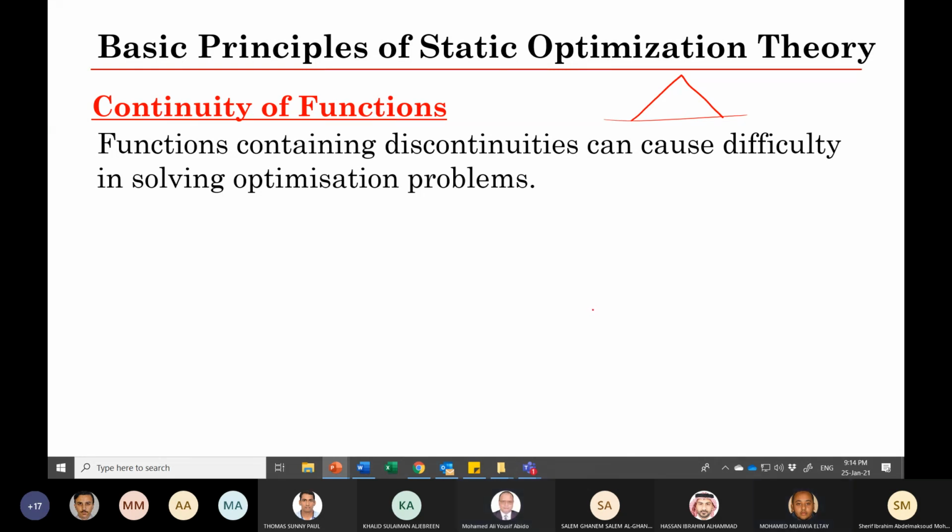But smooth or non-smooth? This is non-smooth. If you go to this point, the derivative here is positive, the derivative here is negative. So the derivative doesn't exist at this point. So this is continuous but non-smooth.